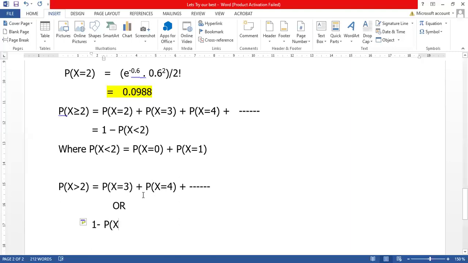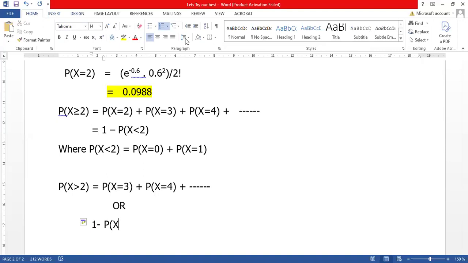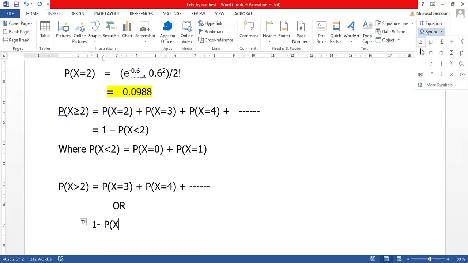X less than or equal to 2, because 2 will be inclusive. Values below 3. 2 is below 3.